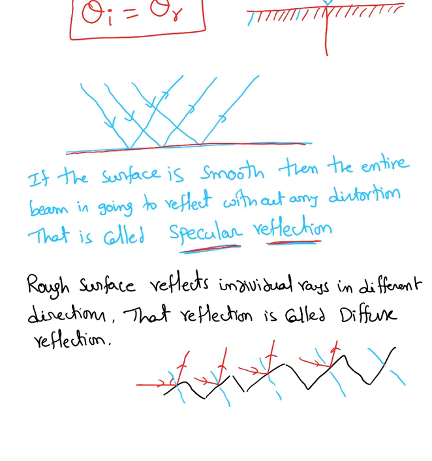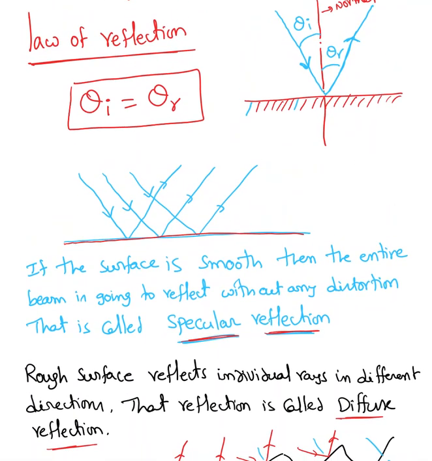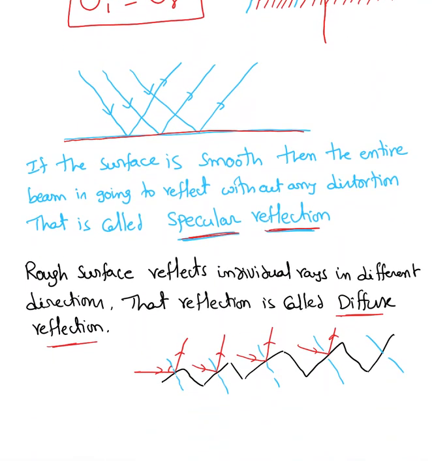Some surfaces look smooth from far away, but if you look at them microscopically, they are rough surfaces. A rough surface reflects the individual rays in different directions. That is called diffuse reflection. It doesn't matter whether it is specular or diffuse reflection, the law of reflection is still valid. Always theta I is equal to theta R, whether the surface is smooth or rough.